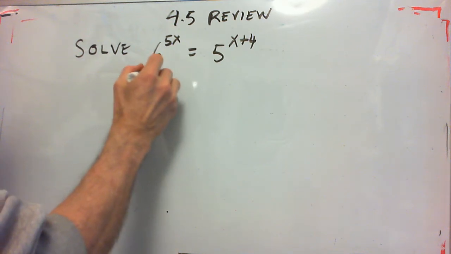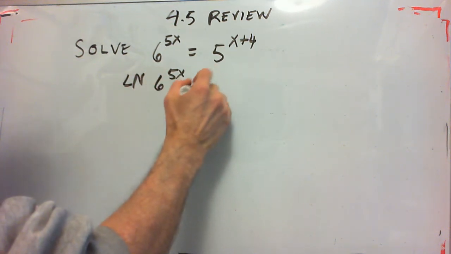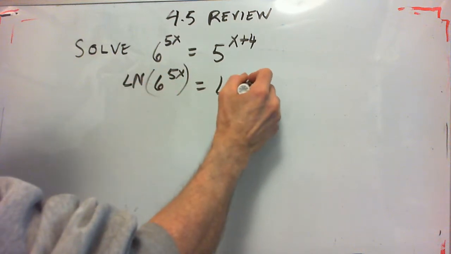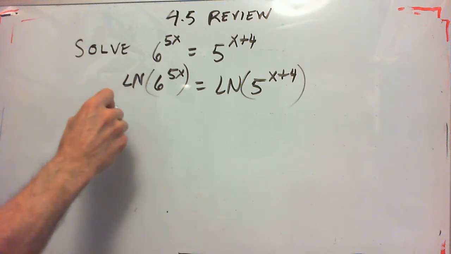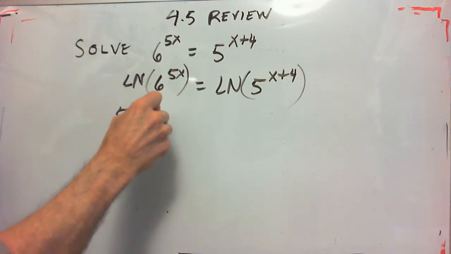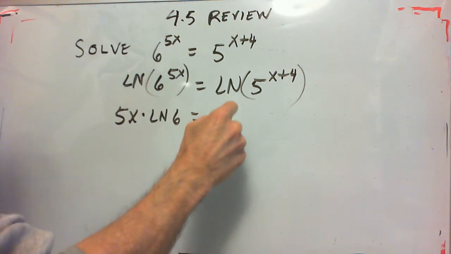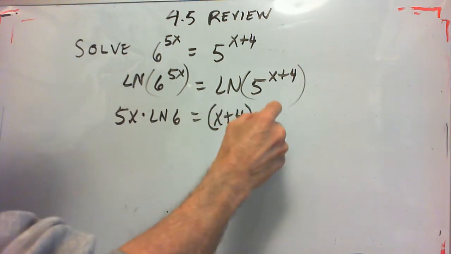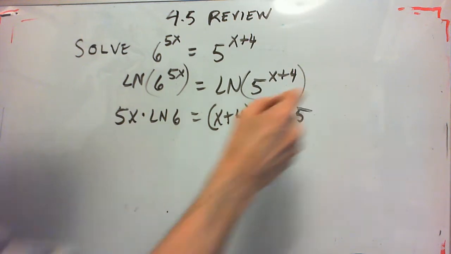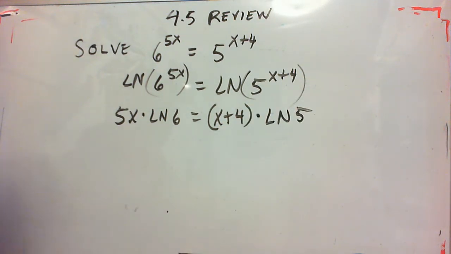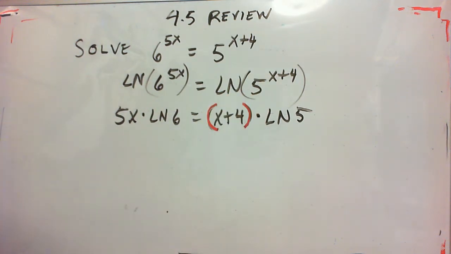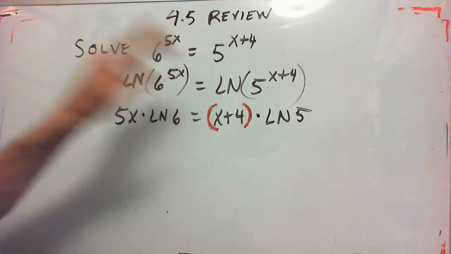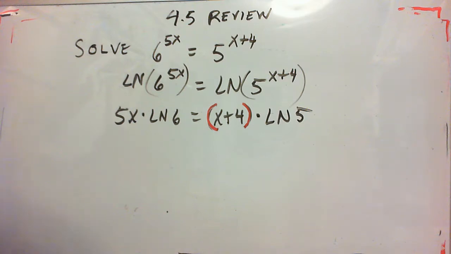So we take the natural log of the left side and the natural log of the right side, and now those exponents can come out front. So we get 5x times ln of 6 equals x plus 4, quantity, times ln of 5. It's important you remember those parentheses around the x plus 4, because our next step is to solve for x by distributing and grouping x terms and solving from there.